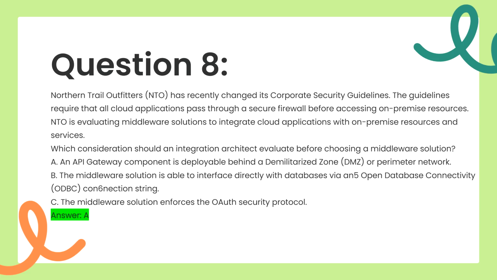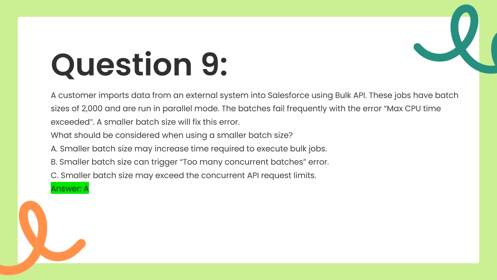Answer A. 9. A customer imports data from an external system into Salesforce using bulk API. These jobs have batch sizes of 2,000 and are run in parallel mode. The batches fail frequently with the error, max CPU time exceeded. A smaller batch size will fix this error. What should be considered when using a smaller batch size?